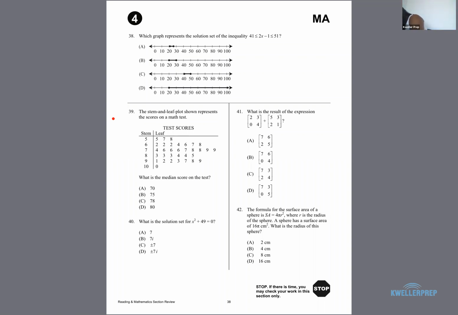So 51 plus 1 is equal to 52. And 2x is in the middle. Then you have 41, and you have to add the 1 on this side too. You get 42 over here. Now you divide by 2. 42 divided by 2 is 21. Then 52 divided by 2 is 26.